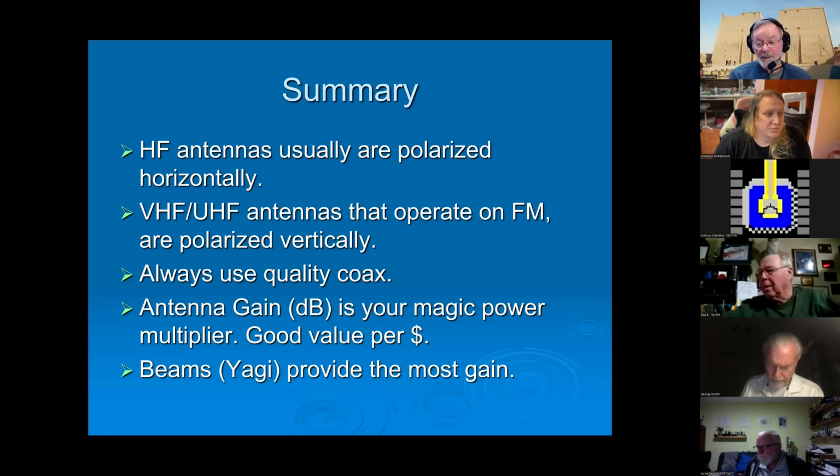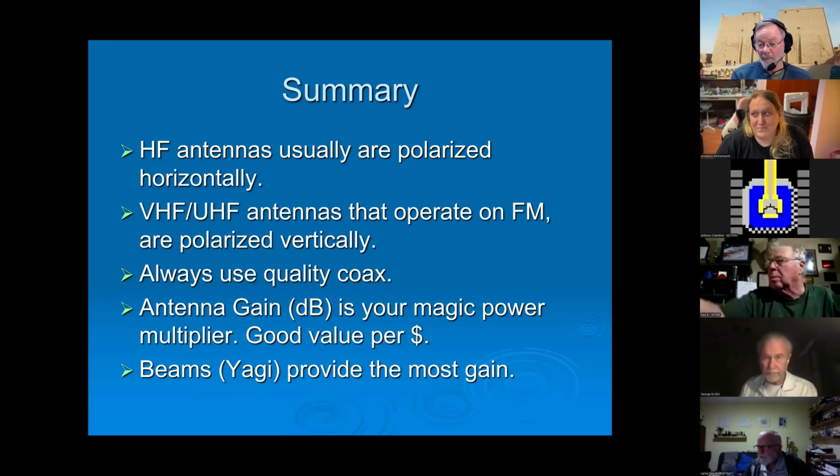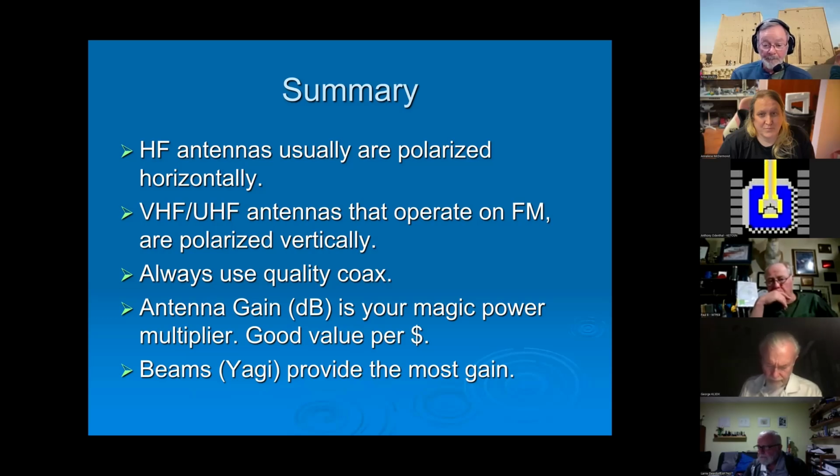So antenna gain in dB, I still contend that's your magic power multiplier. But like Anna was talking about, when we get into this in a little more detail, you see how it gets created, and you'll see how you can gain and lose that type of gain. But always consider, when you look for antennas with good gain factors, it's a good value for the dollars.